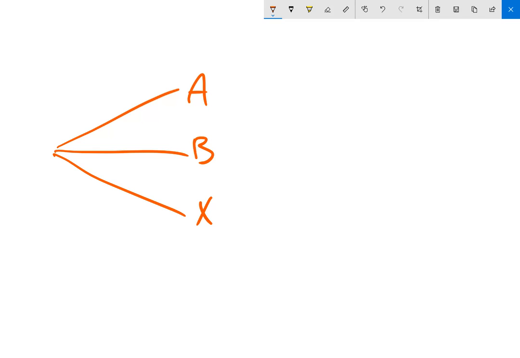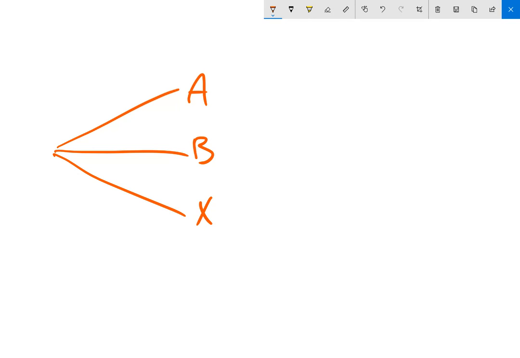Okay, so let's draw a tree diagram here and just get our bearings. We have three brands of CDs. I don't know what brand means, but I hope his name isn't Russell. Anyway, here we go. So we've got brand A, brand B, brand X.